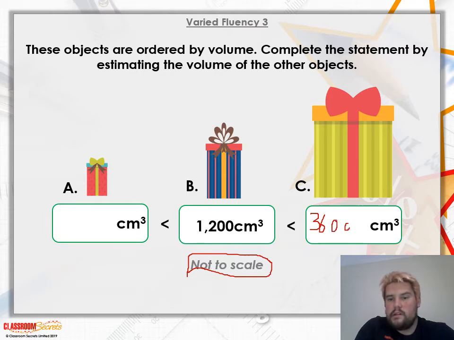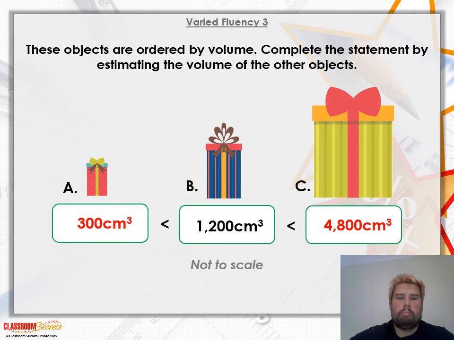I don't know what the answer is. 3,600, and A looks, I don't know, about a third of the size of B, so maybe 400, because 1,200 times 3 is 3,600. 1,200 divided by 3 is 400. Okay, so let's see what the answers say. That's my logical guess. Okay, so we were saying that A is a quarter of B, so we weren't too far away there, and C is 4 times as big as B, so I can totally understand that.